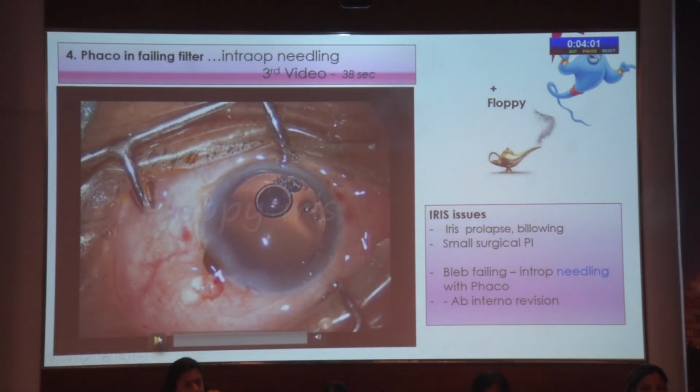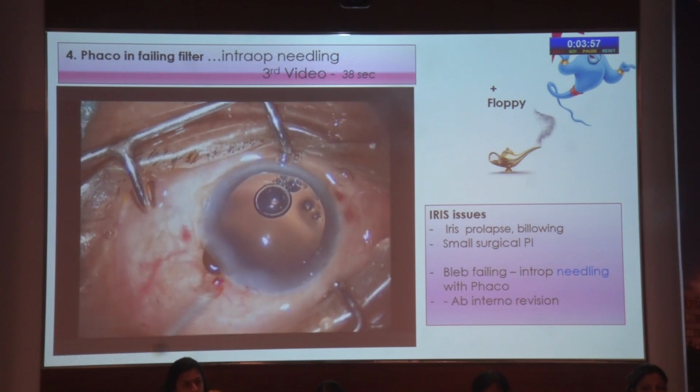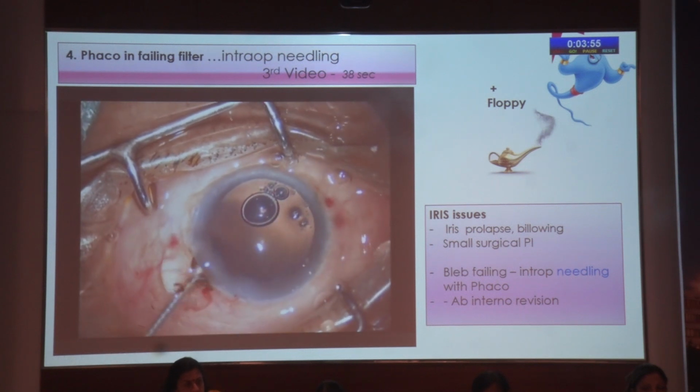Then we have another situation where previously we were trying to prevent the filter from failing. Here we already have a failing filter.